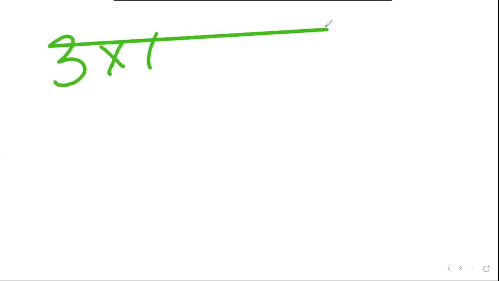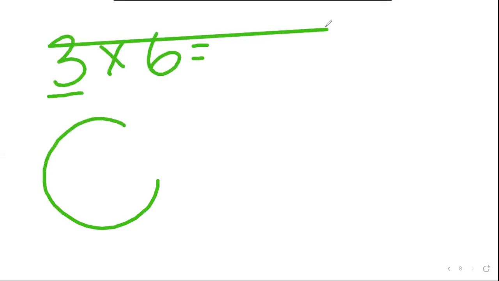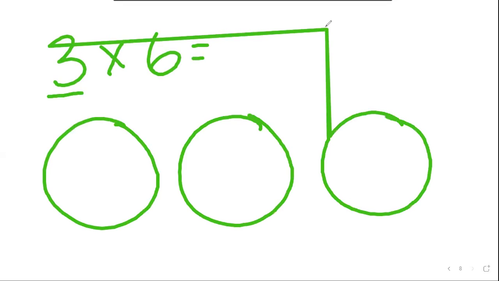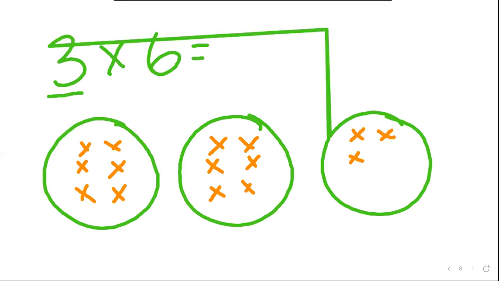Now, again, this is just a strategy to use, all right? You can still use your equal groups. If I was going to solve 3 times 6 using equal groups, I would have 3 groups. And I would put 6 counters in each group. 1, 2, 3, 4, 5, 6. So I have 6 counters in each group. Now that I have 6 counters in each group, let's add them up. So 6, 7, 8, 9, 10, 11, 12, 13, 14, 15, 16, 17, 18. So I have 18 altogether. So 3 times 6 equals 18.